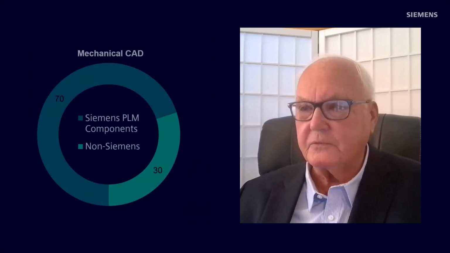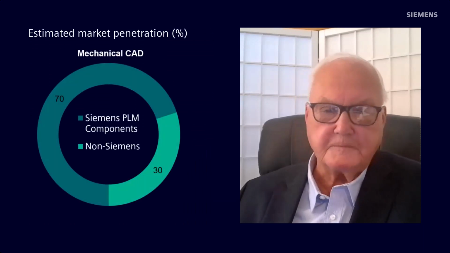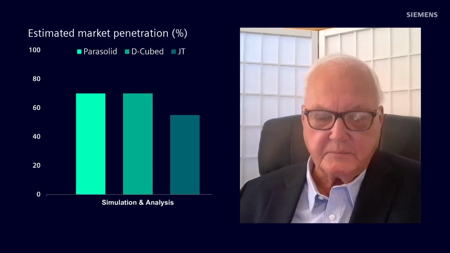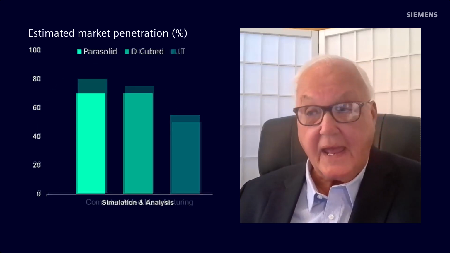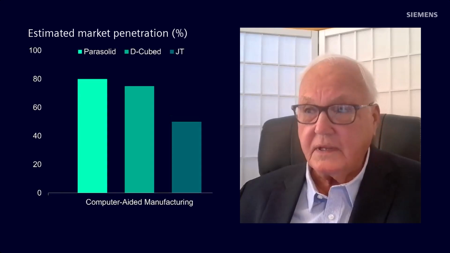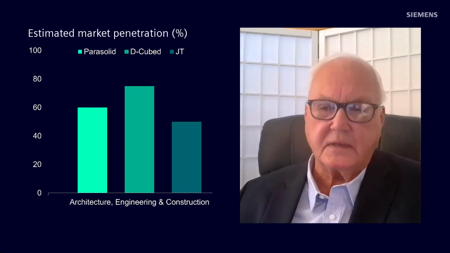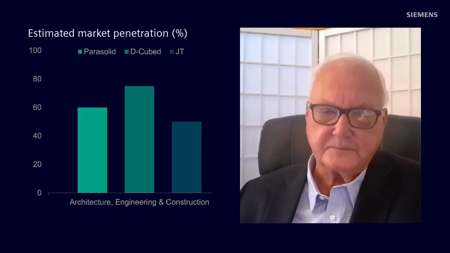So what we chose to do was simply take a look at what were the market numbers of the products that contained a particular component software. And it turned out the results of that is by far the Siemens PLM components, Parasolid in particular, and JT, and D-Cubed really have a major, very major presence in the market based on those kinds of numbers.